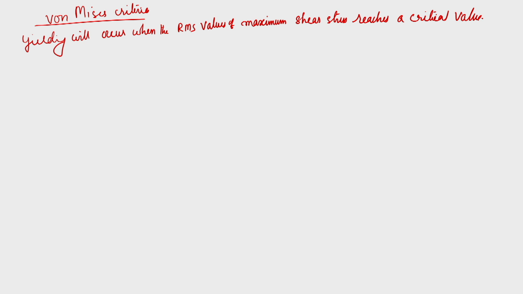So, what is that critical value you have to find out. For that, when you are doing a tensile testing, at yielding, two of the maximum shear stresses will have a value sigma f and the third one is 0. Okay. So, in a tensile testing.